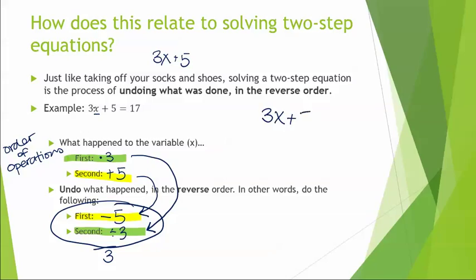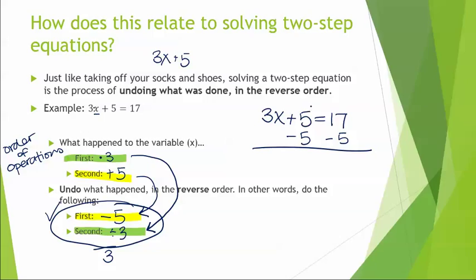So we know already that an equation is like a balance, and whatever we do to one side, we have to do to the other. So I'm going to do these steps, but I'm going to do them to both sides. So I'm going to start by subtracting 5 from both sides. And I do this first because I've determined that's what I have to do first.